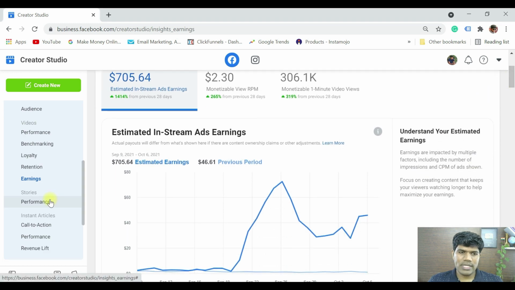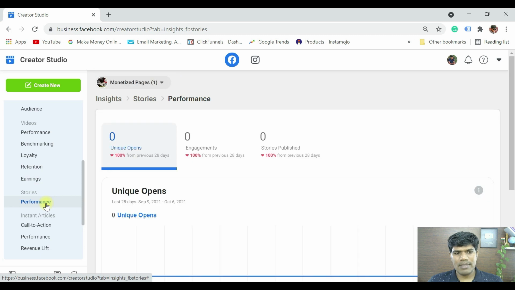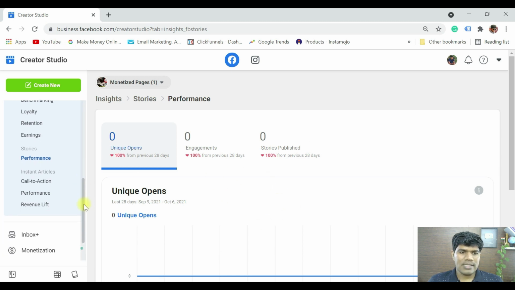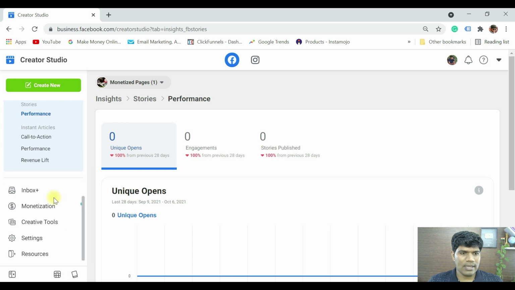Now let's move to stories. Again, stories also reflect a similar type of performance here. We have not posted any stories in the last 28 days, so that's the reason it is not showing anything here. Certainly, stories will help with higher engagement of your followers. So I need to focus on creating more stories as well. Again, Insta articles, call to action, performance, revenue lift. Nothing of much interest here right now.